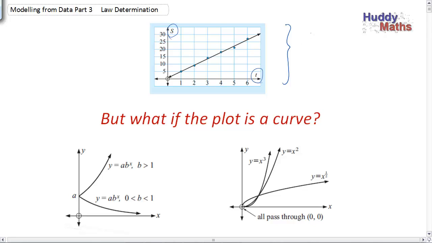We could use algebra, or we could use technology to fit that line of best fit. Remember, by just trying to put our line through, or using technology, least squares regression. So just check that you remember that stuff. But I've got a question for you, red hot burning question here. What if the plot is a curve? How would you fit a curve to a set of points?